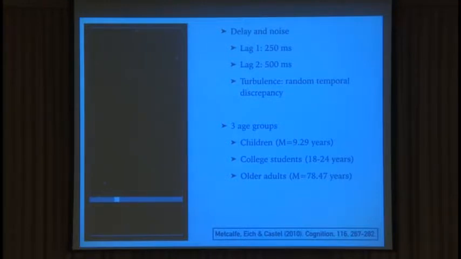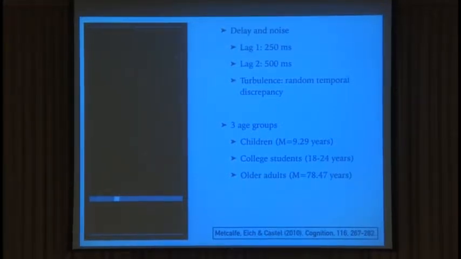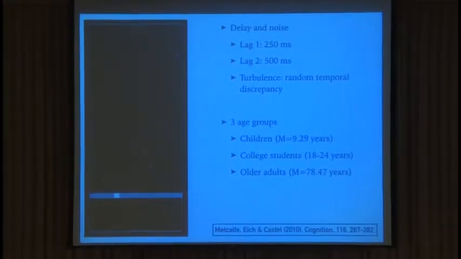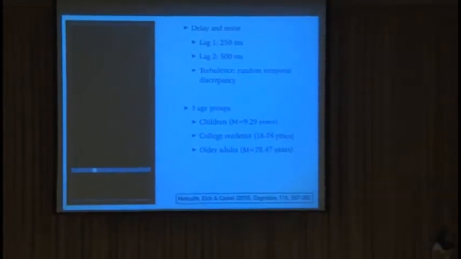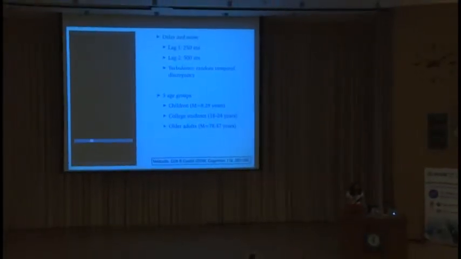And so they test children, they test college students, and they test older adults. For some reason, they're not consistent in their way of reporting ages, but these are the mean ages, and the age range for college students is 18 to 24 years.